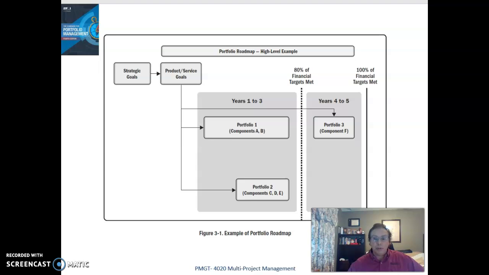Selecting portfolio components is crucial to your portfolio success. Think of this like picking stocks for your stock portfolio. You want the best stocks. Portfolio optimization is an ongoing practice of balancing and optimizing the portfolio based on risk versus reward. Again, think of your stock portfolio. You want the best stocks that are going to optimize your return.